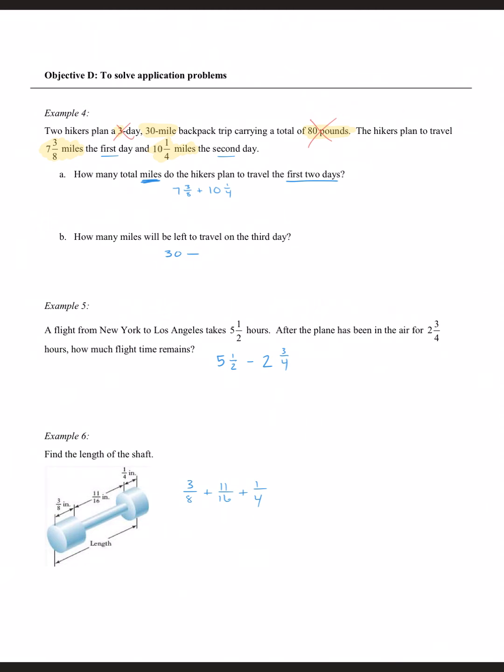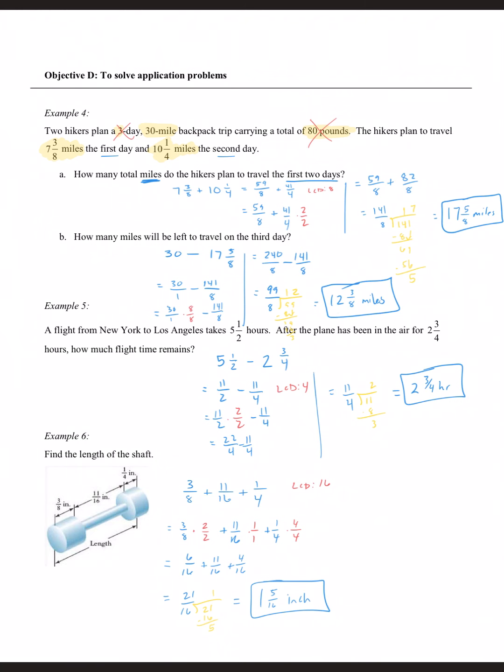And lastly, example 6, we want to find the length of the shaft. This shaft is split into 3 pieces, the first piece, the second piece, and the third piece. And all we have to do to find the total length is add those 3 pieces together. So now that I have these set up for you, you can go back through and complete all the calculations. When you're done with the calculations, you can unpause the video and check your answers with mine. Feel free to look back in your notes if you need to remember how to do something. Okay, go ahead and pause it.